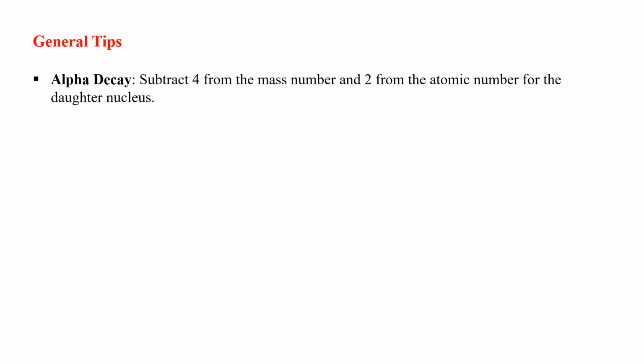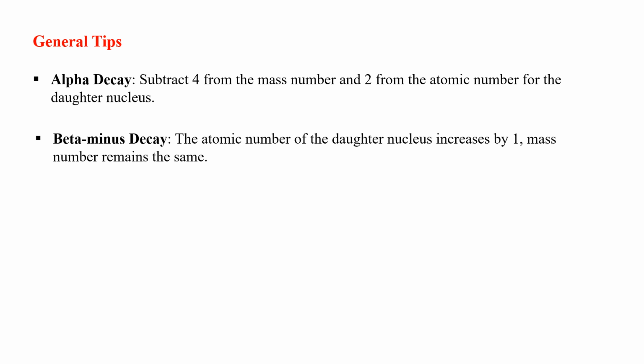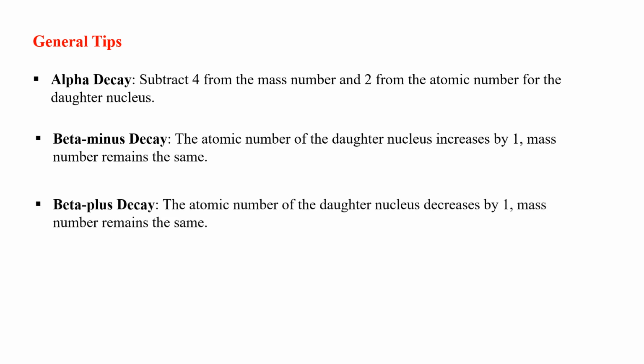So, general tips when you are balancing nuclear equations. If you have alpha decay in a nuclear equation, always subtract 4 from the mass number and 2 from the atomic number of the original nucleus. In beta minus decay, the atomic number of the daughter nucleus increases by 1 and the mass number remains the same. The reason is that the mass of the beta particle and the positron is 0. In beta plus decay, or positron decay, the atomic number of the daughter nucleus decreases by 1, and the mass number remains the same because the positron mass is 0.